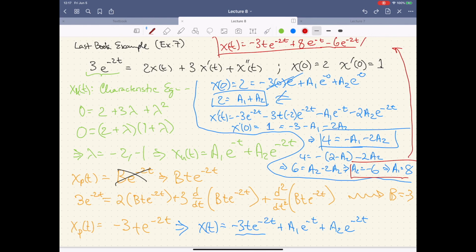Okay, so we pop this into our expression for the total solution. We have a1 is equal to 8, so that's multiplied to e to the minus t, and a2 is equal to minus 6, which we multiply to e to the minus 2t. Add that to our particular solution for the first term, and that gives us everything that we need to solve this problem.